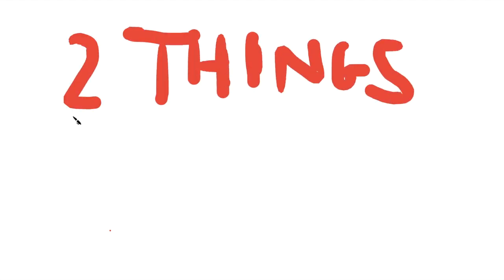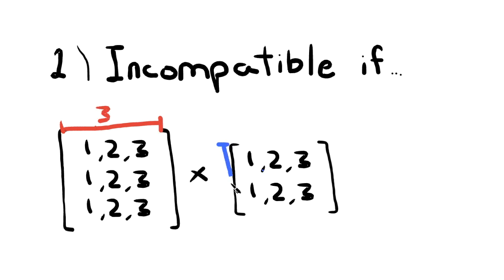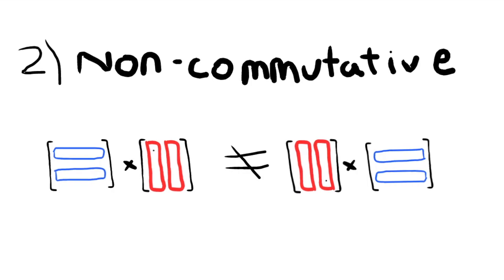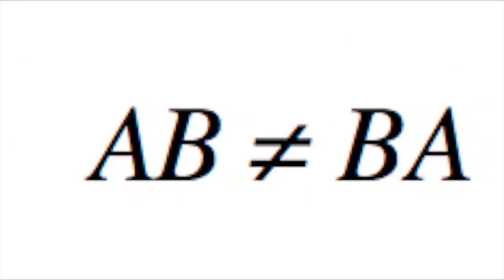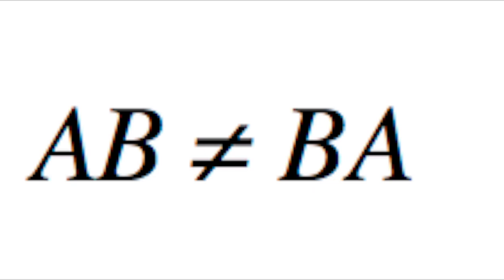Just take note of two major things. One, matrices are incompatible when the width of the first matrix is not equivalent to the height of the second. All boxes in A's rows must have corresponding boxes in B's columns. Two, matrix multiplication is non-commutative. A times B is not the same as B times A anymore, and in that sense it's a little different from normal multiplication. Alright, we're about done here.